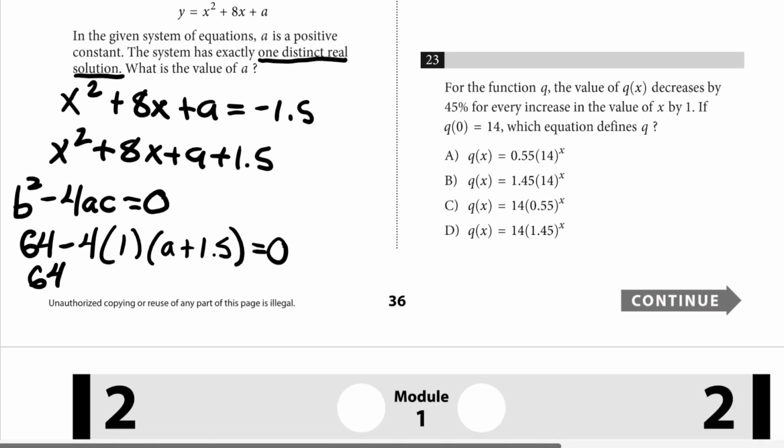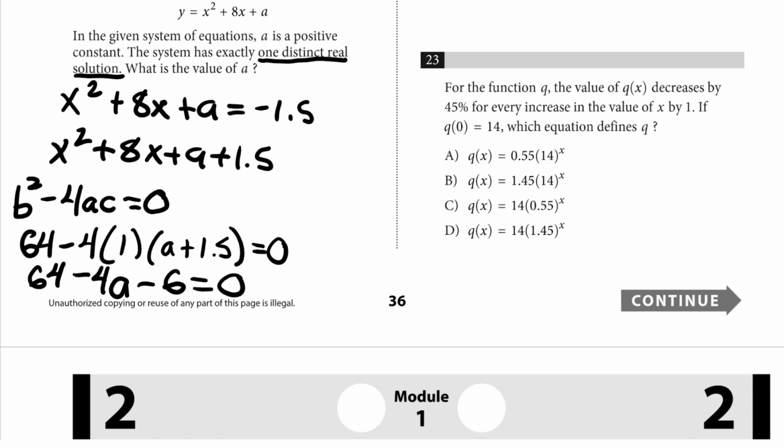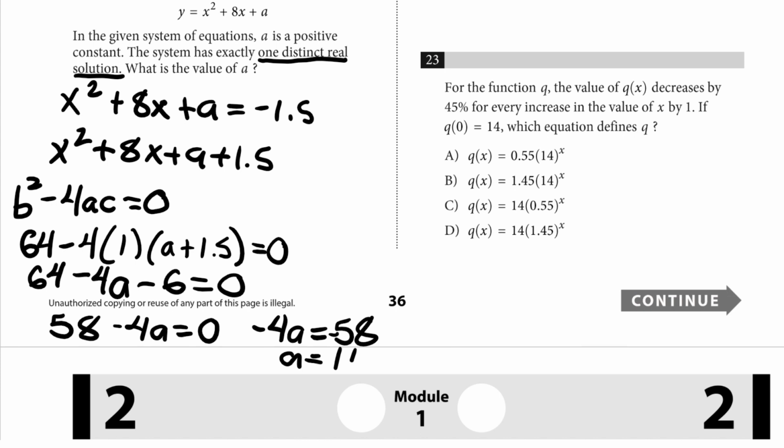So this is going to be 64 minus, and then we're going to distribute the 4. So minus 4a minus 6 equals 0. We can combine like terms. 64 minus 6 is going to be 58 minus 4a equals 0. We can subtract 58 on both sides to get negative 4a equals negative 58. And if we divide both sides by negative 4, we're going to get a equals 14.5.